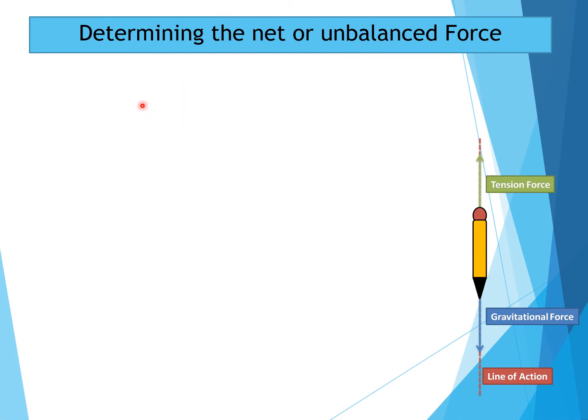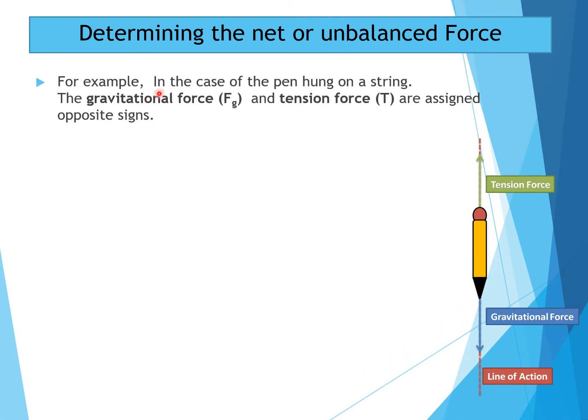Now let us have an example. For example, in the case of the pen hung on a string, the gravitational force and the tension force are assigned opposite signs. So we have here the tension force. This will be assigned as positive. And we have gravitational force. We are going to assign this as negative.